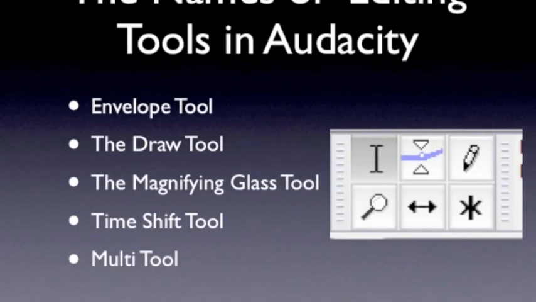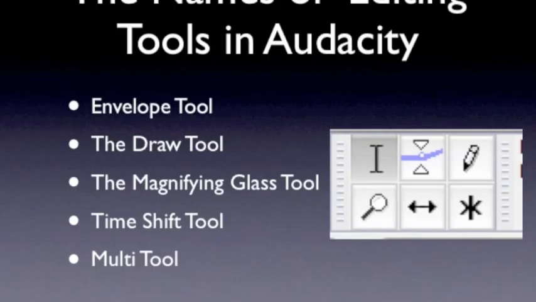Last part, the names of the editing tools in Audacity. I've gone over the first one there. It's called the selection tool. I'm just going to go through real quickly before the lesson ends the next tools that we'll be looking at on the other lessons. The next tool there to the right is called the envelope tool.